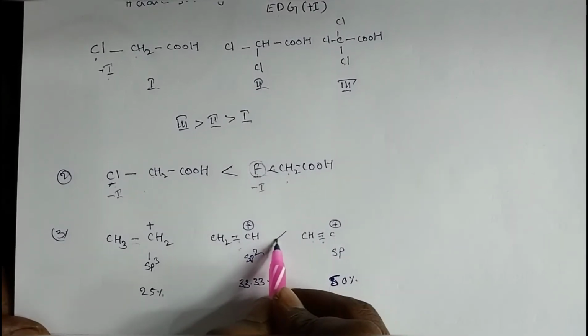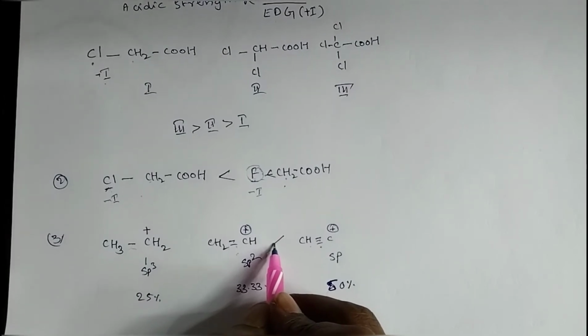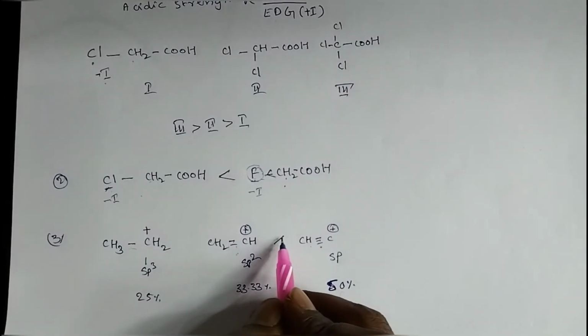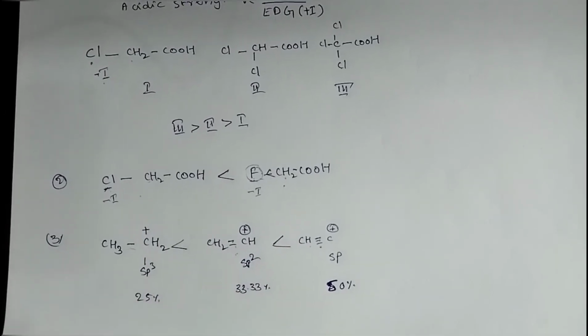So more the S character, more the electronegativity. More electronegativity means more minus I effect, and more minus I effect means more acidic strength. This one is more acidic than this one. Next example.